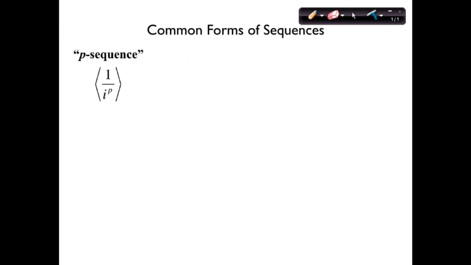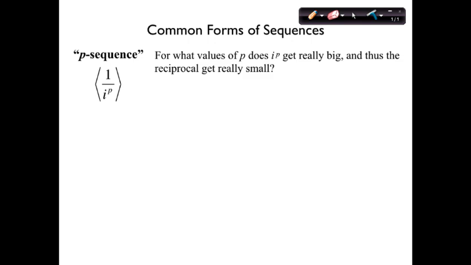All right, so the sequence 1 over i to the p. This is what it is. It's when you have 1 over i, your index, raised to some value p. So the question is, for what values of p is this going to converge? And how will it converge? If i to the p gets really, really big, then 1 over i to the p gets really small. So for what values of p does i to the p get really, really large? That's what we're interested in, because then we'll have a convergent P sequence. Does it make sense?